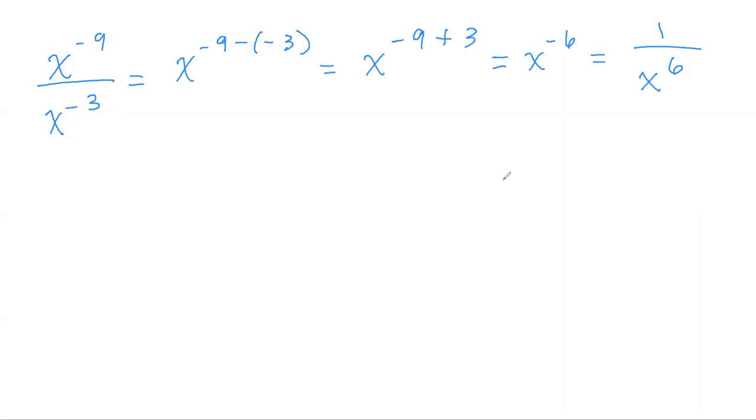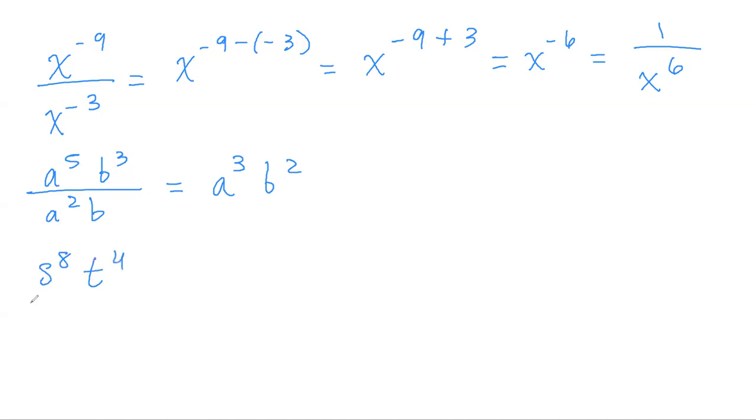And perhaps maybe we have the form of a to the 5 b cubed over a squared b. So again, just take it piece by piece. So looking at the a's, that's 5 minus 2, which is a cubed. b is 3 minus 1, so that's b squared. Likewise, another problem that I have, s to the 8 t to the 4th over s t cubed. So this is the same as s to the 7th, and then just t.